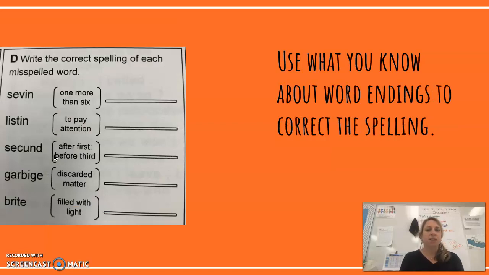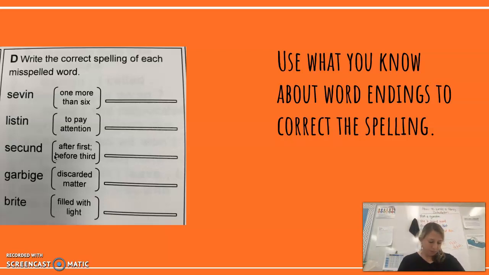So we're going to do one more today. Write the correct spelling of each misspelled word. Use what you know about word endings to correct the spelling. So we have the word more than one, or one more than six would be seven. And so I want you to go through and see if you can figure out those ending sounds that are not correct. All right, so seven would be SEVEN.